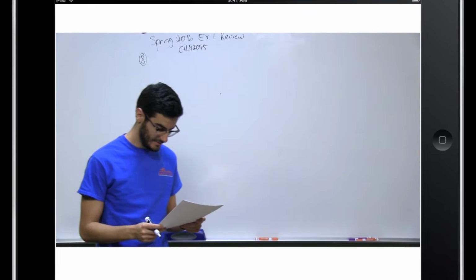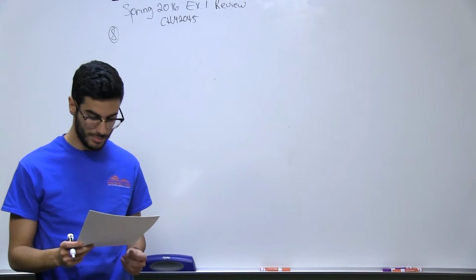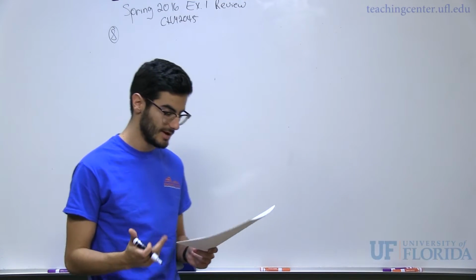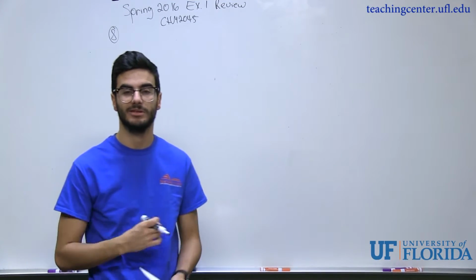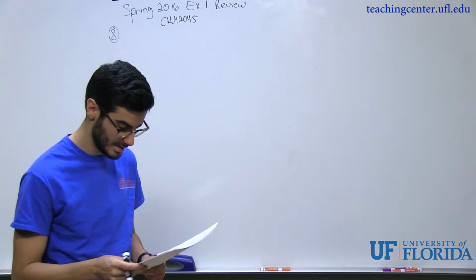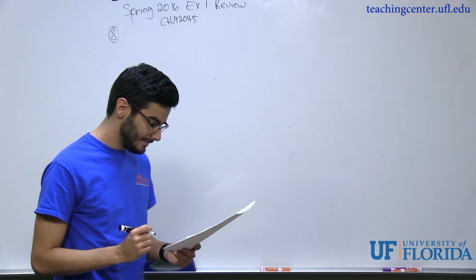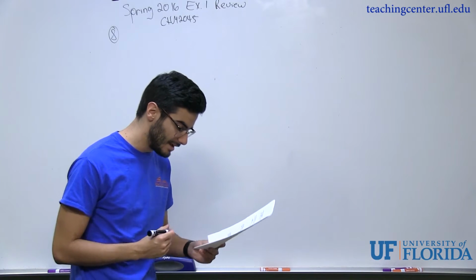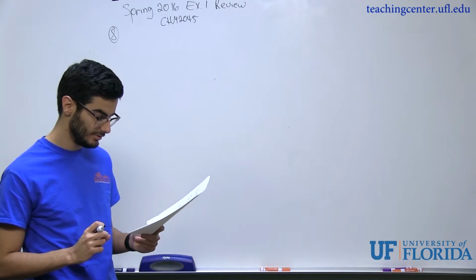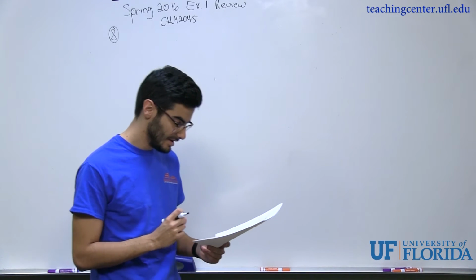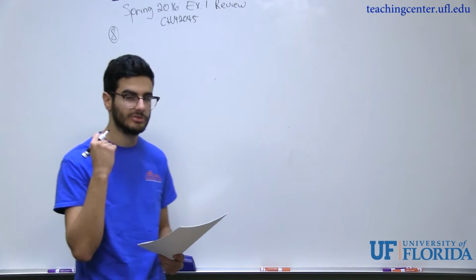Number 8 says, if a sheet of aluminum foil with a density of 2.7 grams per centimeter cubed, right? Remember, a centimeter cubed is the same thing as a milliliter, so keep that in the back of your head. We're not going to use that for this problem. It weighs 6.45 pounds and has a thickness of 0.0210 millimeters. The surface area of the foil is closest to what?